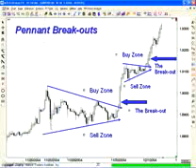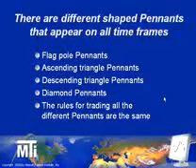Looks like this. See these pennants? Buy zone, sell zone. Buy zone, sell zone. And as a rule, pennants break out in the direction of the previous trend. Now look at the trends. Before these markets started to pennant, where was the trend? Well, we're in an uptrend here, and these pennants broke out in the direction of the previous trends.